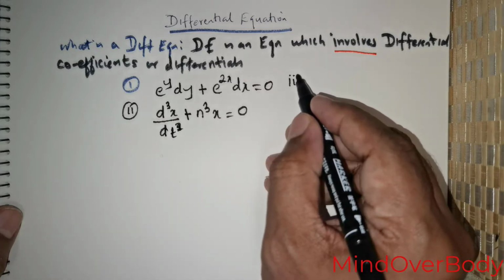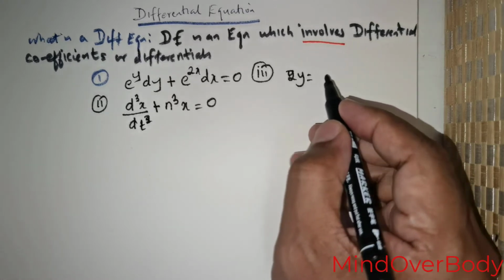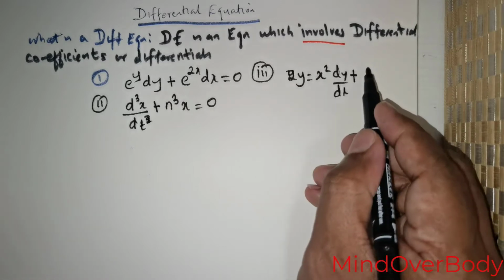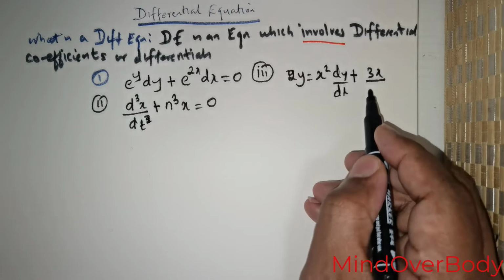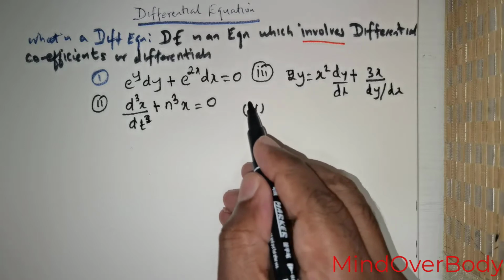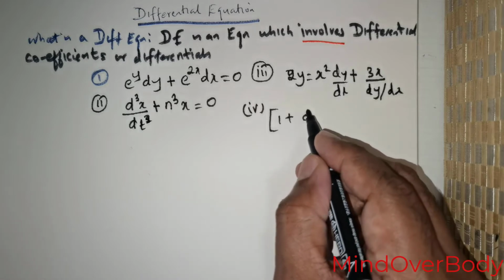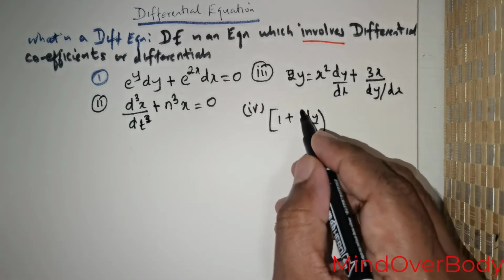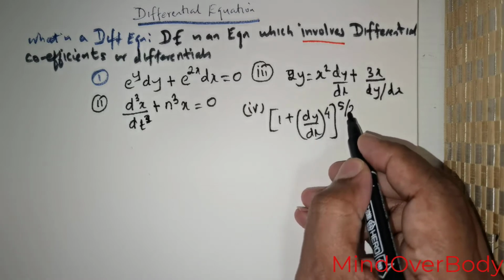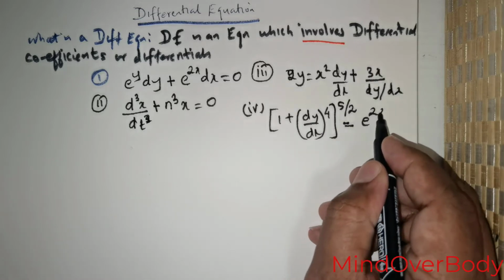Example number 3 is, say, 2y equals x squared times dy over dx plus 3x divided by dy over dx. Example number 4, I can have this as dy over dx raised to the power of, say, some 4, the entire thing raised to the power of 5 over 2, and probably this is equal to e raised to the power of some 2x.